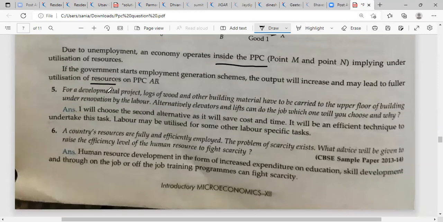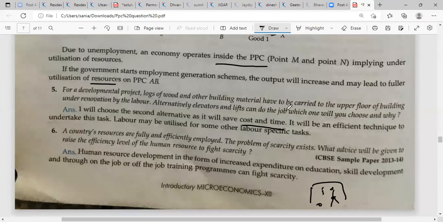Next is: for a development project, logs of wood and other building material have to be carried to the upper floor of a building under renovation by labor. Alternatively, elevators and lifts can be used to do this job. Which one will you choose and why? So basically they are asking you to choose a technique. I will choose the second alternative as it will save cost and time, right? You have to carry things from the first floor to the fifth floor, and if you use human resources, they'll take time. Plus, you have to pay them as well, right?